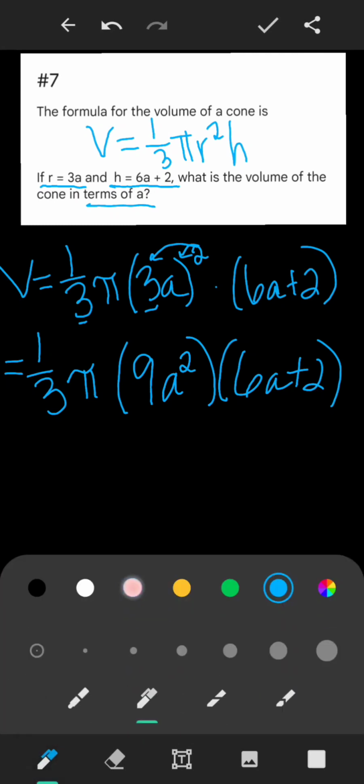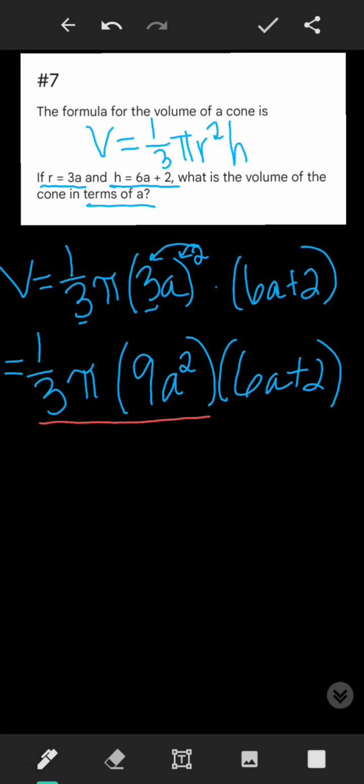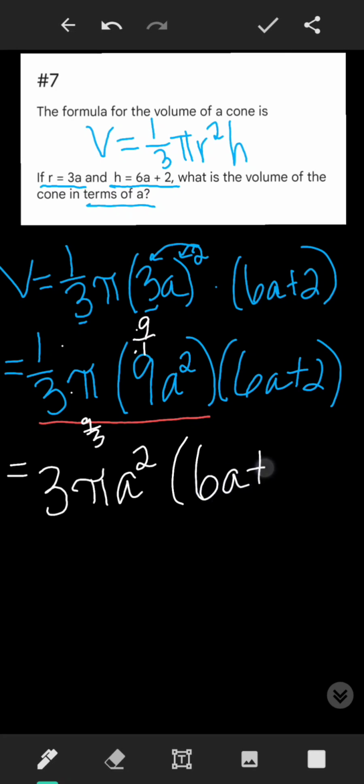Now I have multiplication between these first 2 factors here. Let's go ahead and multiply that. 1/3 times 9. If you don't know how to multiply fractions without a calculator, I'm not sure if they'll give you one for this part, but you want to write the 9 over the 1, and it'll be 9 times 1, which is 9, and then 3 times 1, which is 3. You'll simplify that, and it'll become just a whole number of 3. So 3 pi a squared is what that simplifies down to, and you're going to drop your 6a plus 2 in the line.